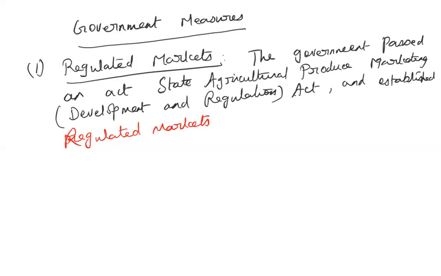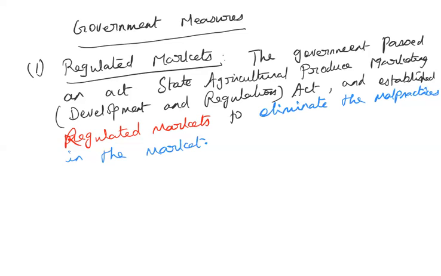The main reason for establishing regulated markets is to eliminate the malpractices. We have seen there are several malpractices: loading charges, unloading charges, too much taken in the form of samples, false weights and measurements. All these brokers are involved in these cheatings, isn't it? So it is mainly to eliminate the malpractices in the market. It was first started in the year 1951.